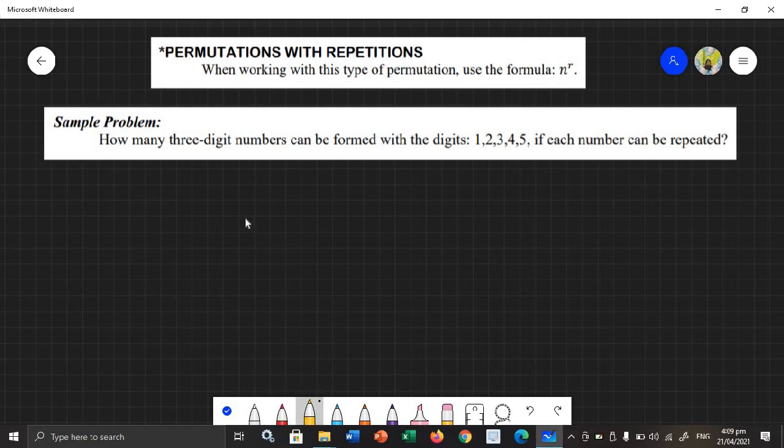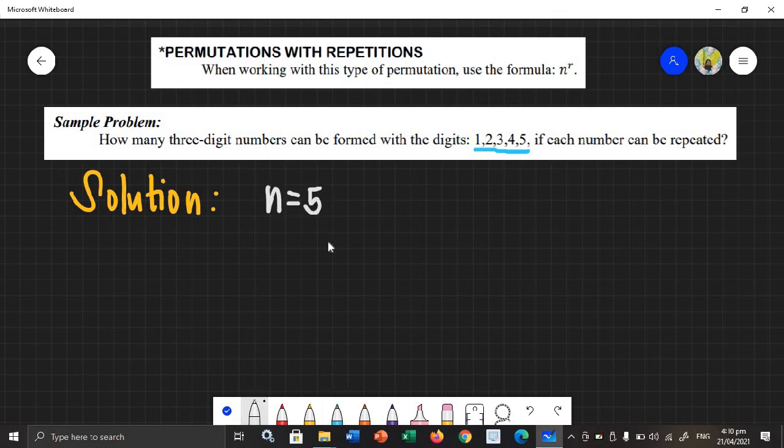So, our solution for this example, let's first identify the value of n and r. In this given, the value of n is how many numbers there are. So, we have 1, 2, 3, 4, 5. So, our n is 5. And then, we will be forming 3-digit numbers. So, that is our r. From these 5 numbers, we will be forming 3-digit numbers with repetition.